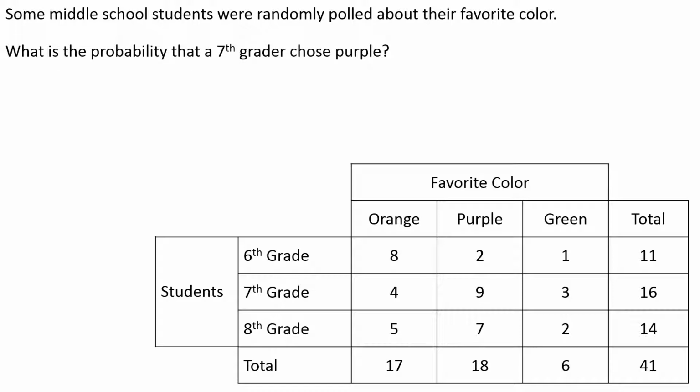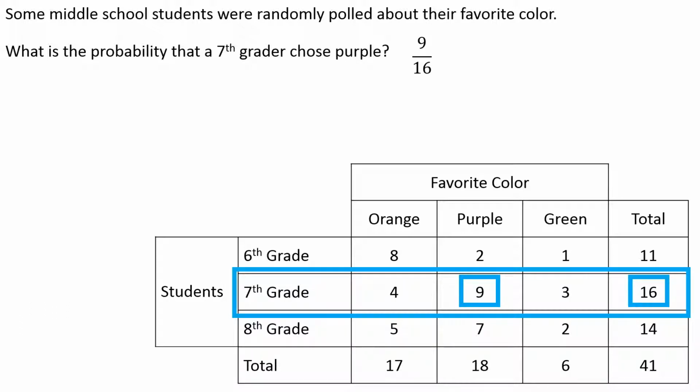Okay, what is the probability that a seventh grader chose purple? Now, with more columns and more rows, it sometimes gets a little trickier making sure I can figure out what number needs to be my numerator and what number needs to be my denominator. Right, so I'm like, okay, the student had to be a seventh grader, so make sure I'm looking in that row. 9 chose purple, 16 grand total. Probability that a seventh grader chose purple, 9 out of 16.